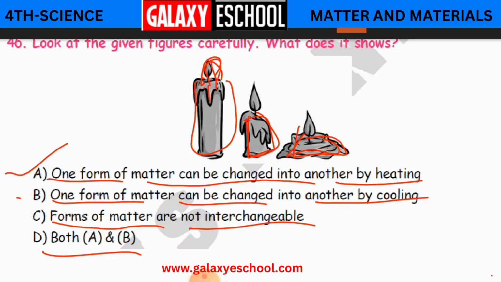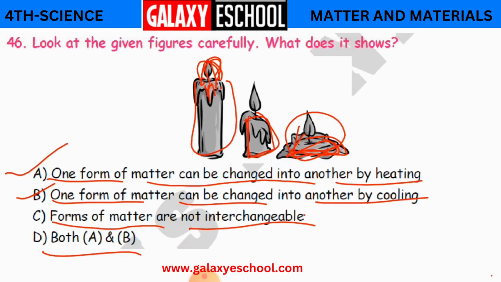Now another one is B. One form of matter can be changed into another by cooling. When it was heating, it was producing this liquid type of wax. After getting cooled, we have got a solid type of wax here. So it can change the shape, or it can change the form of the matter into another by cooling also. By heating or by cooling, both ways we can change the form of the matter. Clear? So that is why both A and B are correct here.